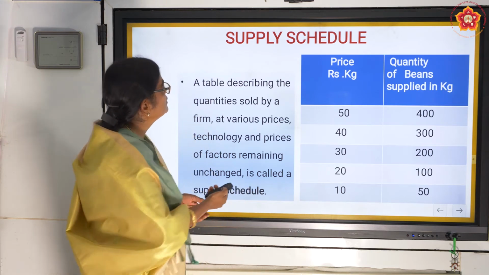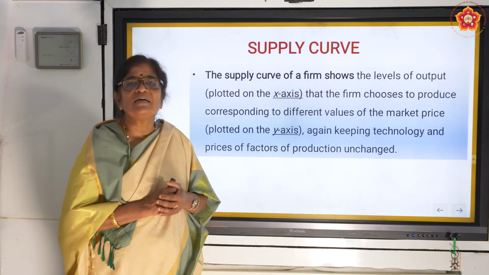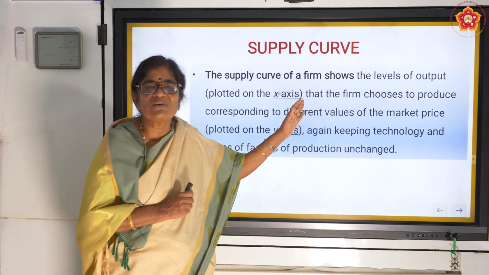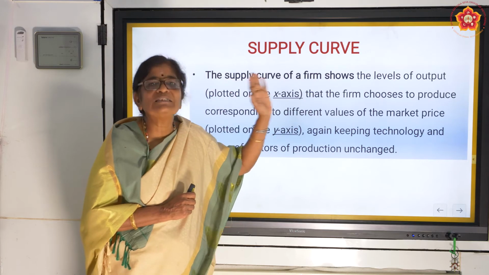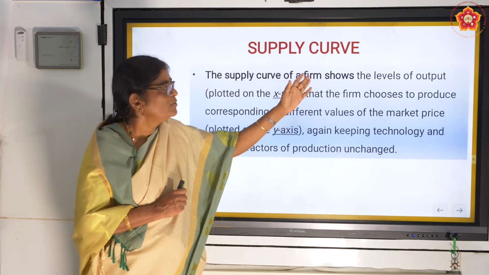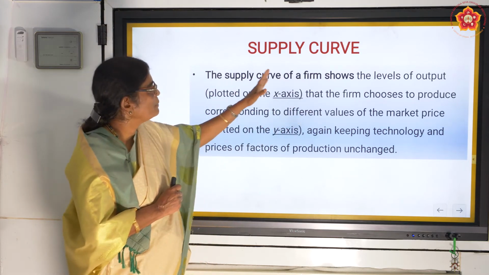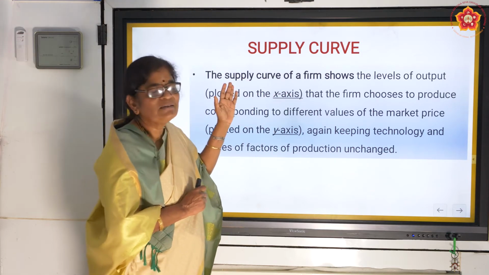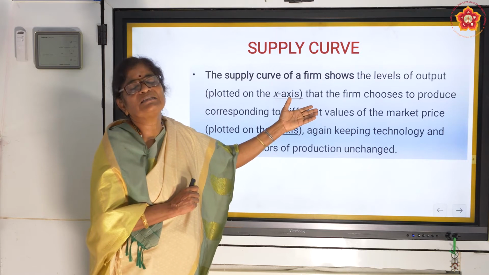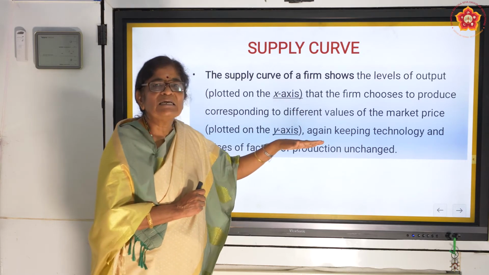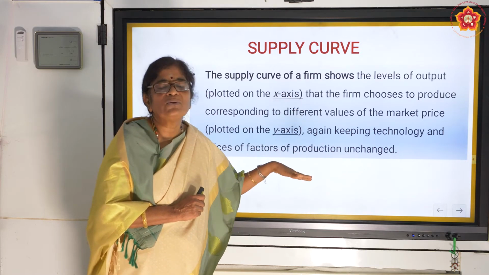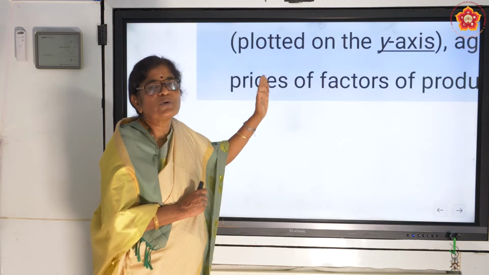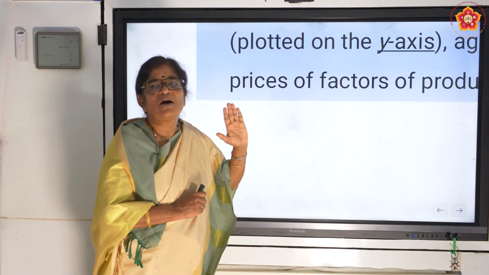The next one, supply curve. The supply curve is nothing but a diagrammatic representation of the supply schedule, or the supply table. Therefore, it is a supply curve. We explain this by representing the schedule. On the x-axis we plot the level of output. On the y-axis we plot the prices corresponding to each level of output.